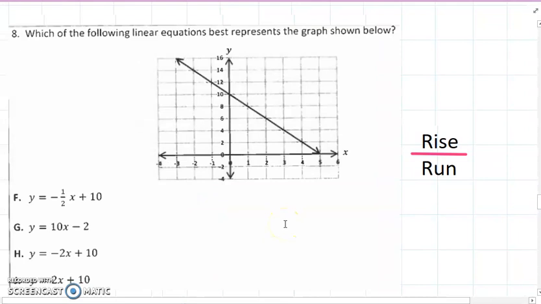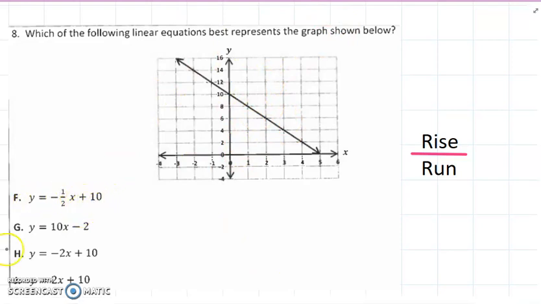Which of the following linear equations best represents the graph below? This is the graph. F says y equals negative half x plus 10. G, y equals 10x minus 2. H is y equals negative 2x plus 10. J, y equals 2x plus 10, or you can say y equals 2 times x plus 10.